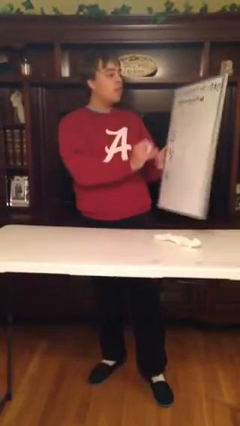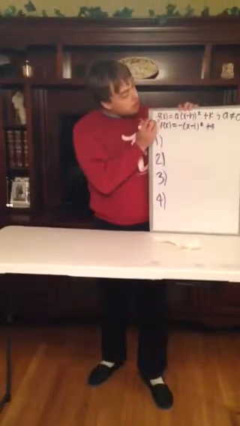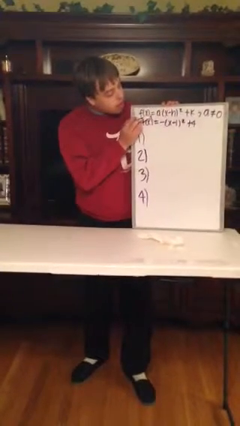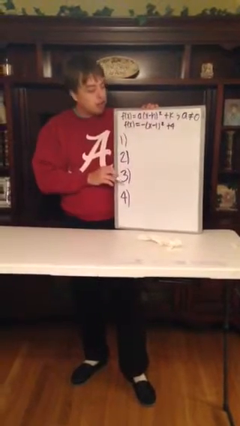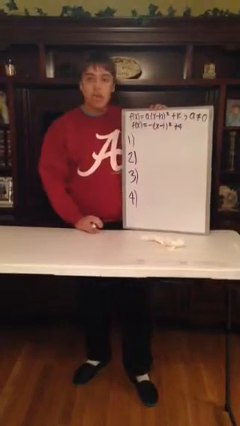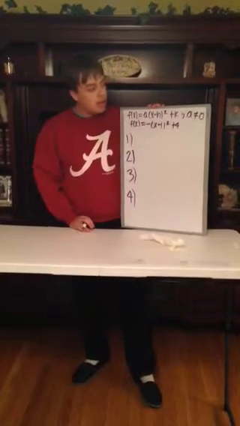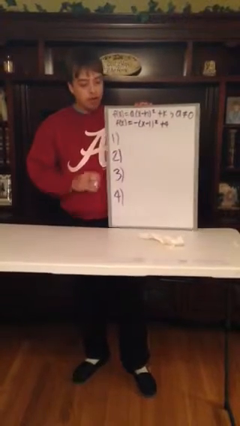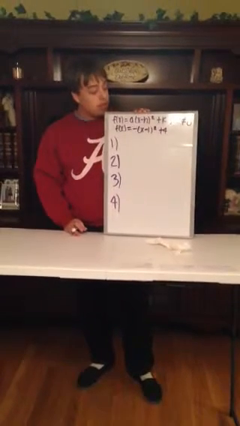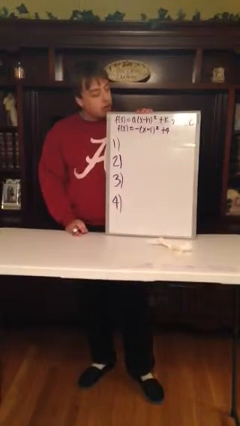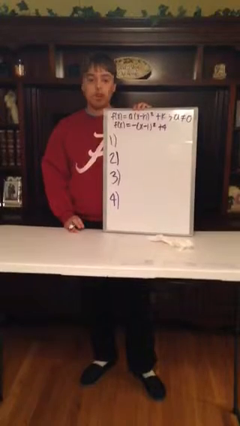This equation right here, f(x) = a(x - h)² + k, is the standard form, and a is not equal to 0. The a represents the parabola, and the k and h represent the vertex. When a is less than 0, it points downward. When a is greater than 0, it is upward.